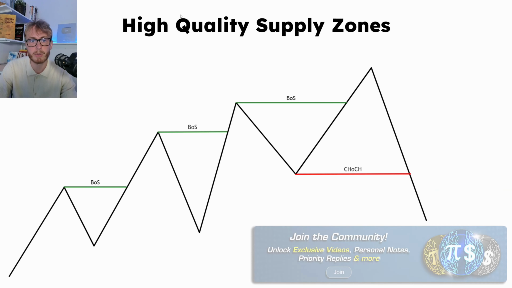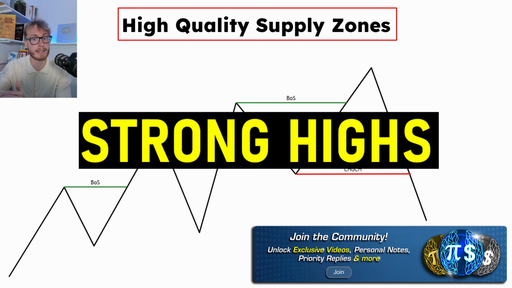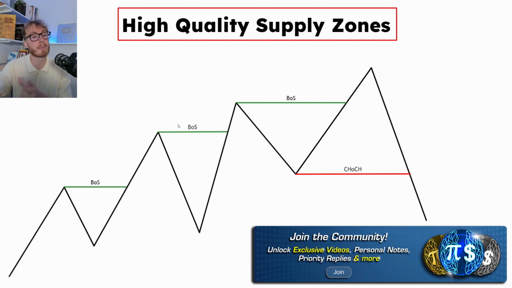But now then, how do we find our high quality supply zones? Well, the principle here is pretty similar, but the opposite. So what we are looking out for now is actually strong highs. And remember, a strong high is a move that breaks structure. So for example, this move right here is not a strong high. Why is this not a strong high? Well, because the move from this point failed to break structure.